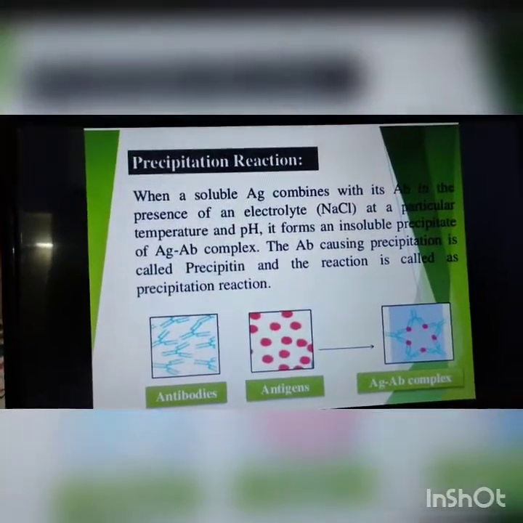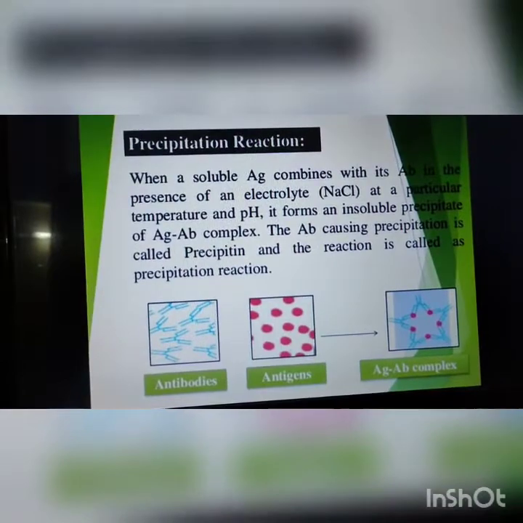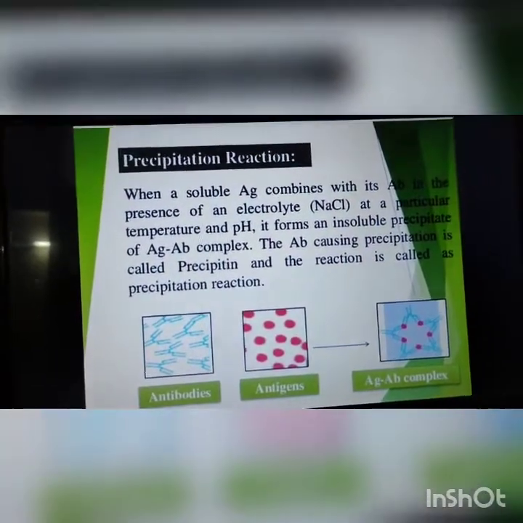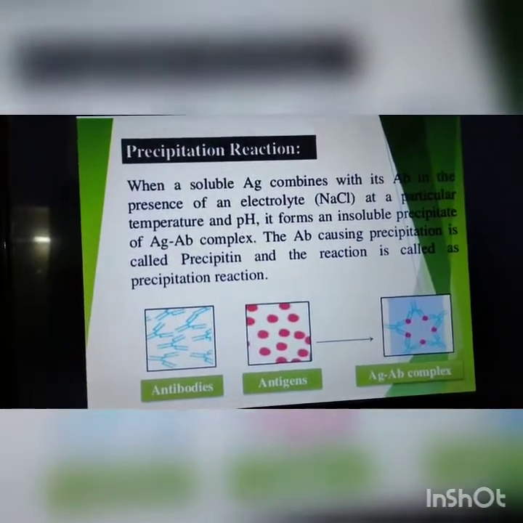Let's see the diagram. The antigen antibody complex is formed. After that, the red colored antigen will be destroyed by the specific antibody.